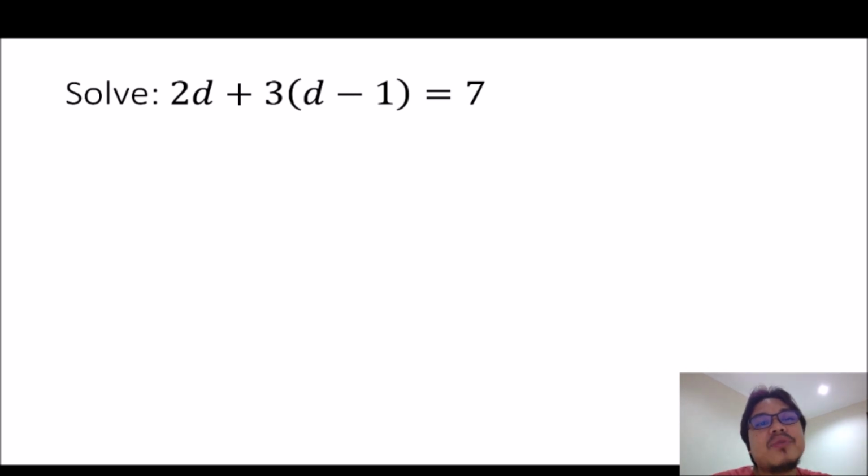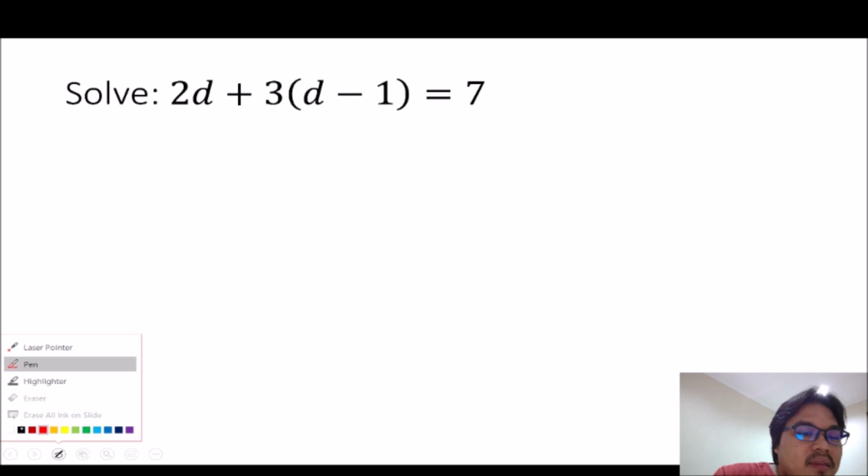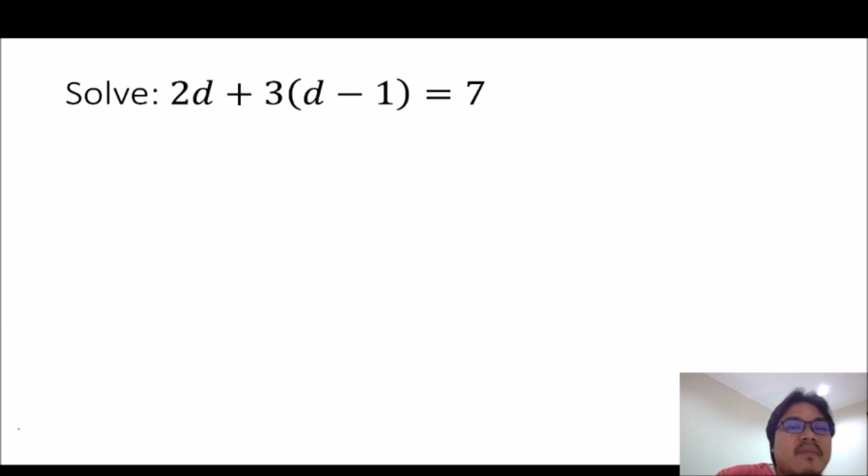So in here you have 2d plus 3 parenthesis d minus 1 equals 7. There's a parenthesis or a bracket in this equation, so what we will do is expand it out first. Okay? To expand 3 parenthesis d minus 1, we're going to multiply 3 to d and 3 to negative 1. We call it distribution. Okay?